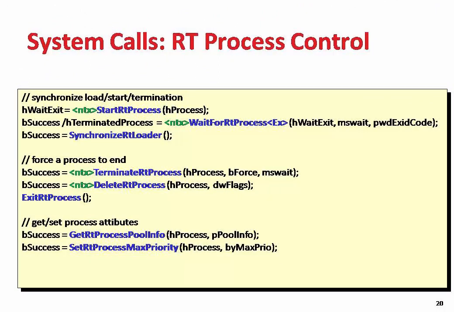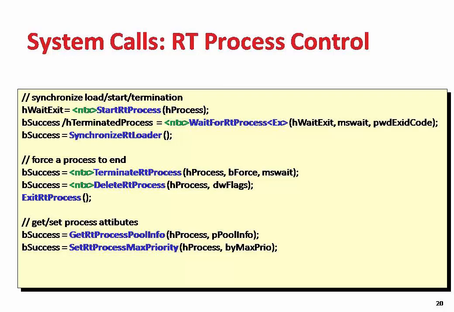System calls for RT process control fall into three categories. Synchronizing the load/start/termination of the created process. Many applications require a coordinated start and need to know when the loaded process terminates. Use these calls in such situations.